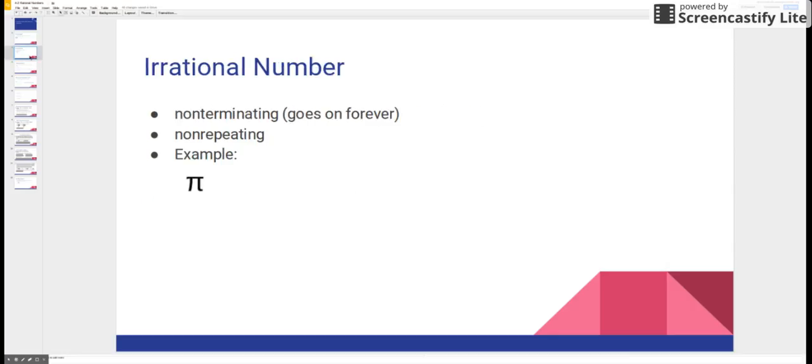An irrational number is a non-terminating number, meaning it goes on forever. It is also non-repeating. For example, pi. Pi is a number that goes on forever. It doesn't repeat. It starts off with 3.14159, just keeps going on and on.